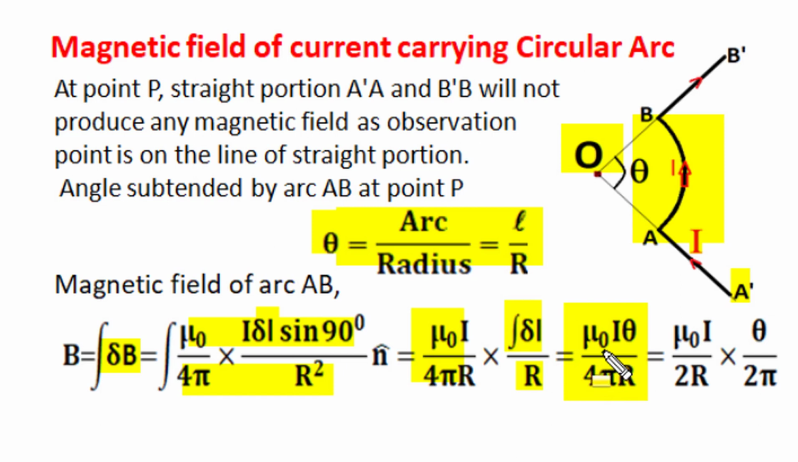Now to make the relation easy to use and memorize, we can convert this to μ0 I divided by 2r, multiplied by theta in the numerator and 2π in the denominator. This is a quite handy relation to use, as μ0 I upon 2r is the magnetic field at the center of a circle of radius r carrying current I. A total circle makes a total angle of 2π radian, so theta will produce a proportional magnetic contribution of theta upon 2π times μ0 I upon 2r.